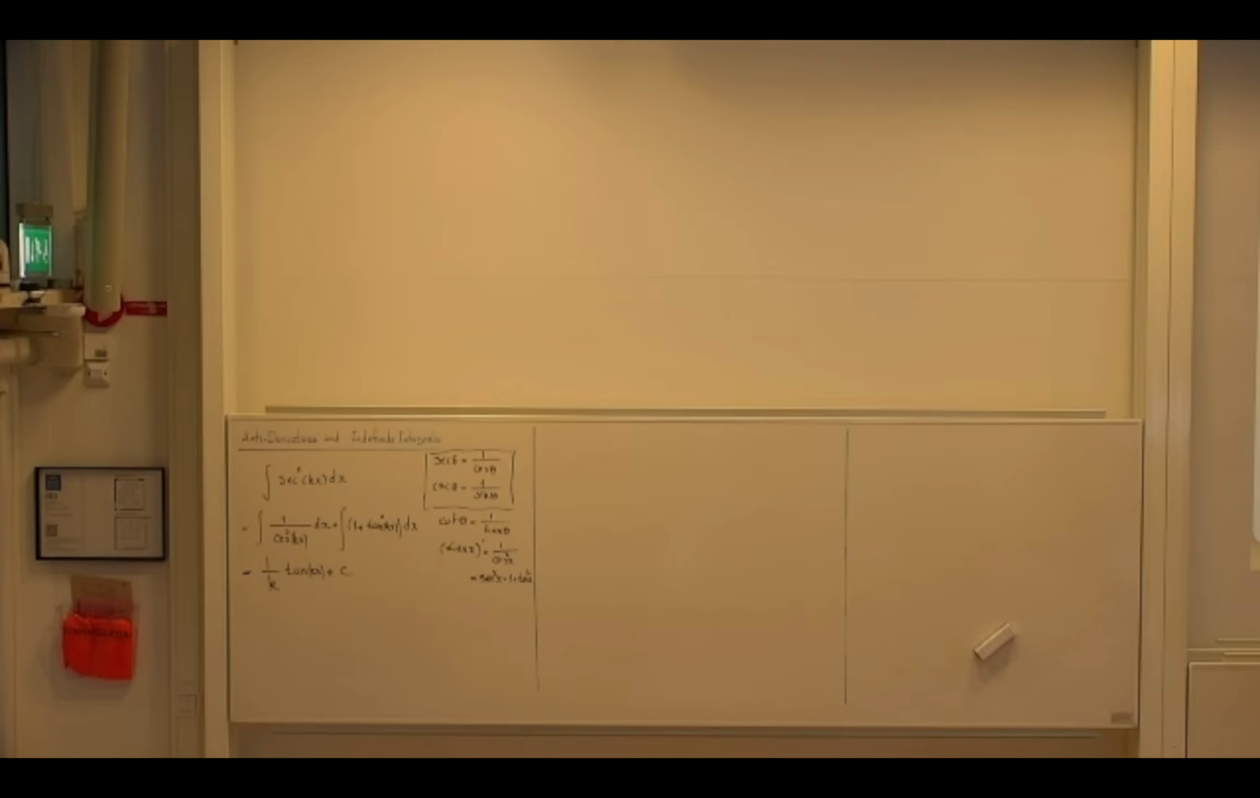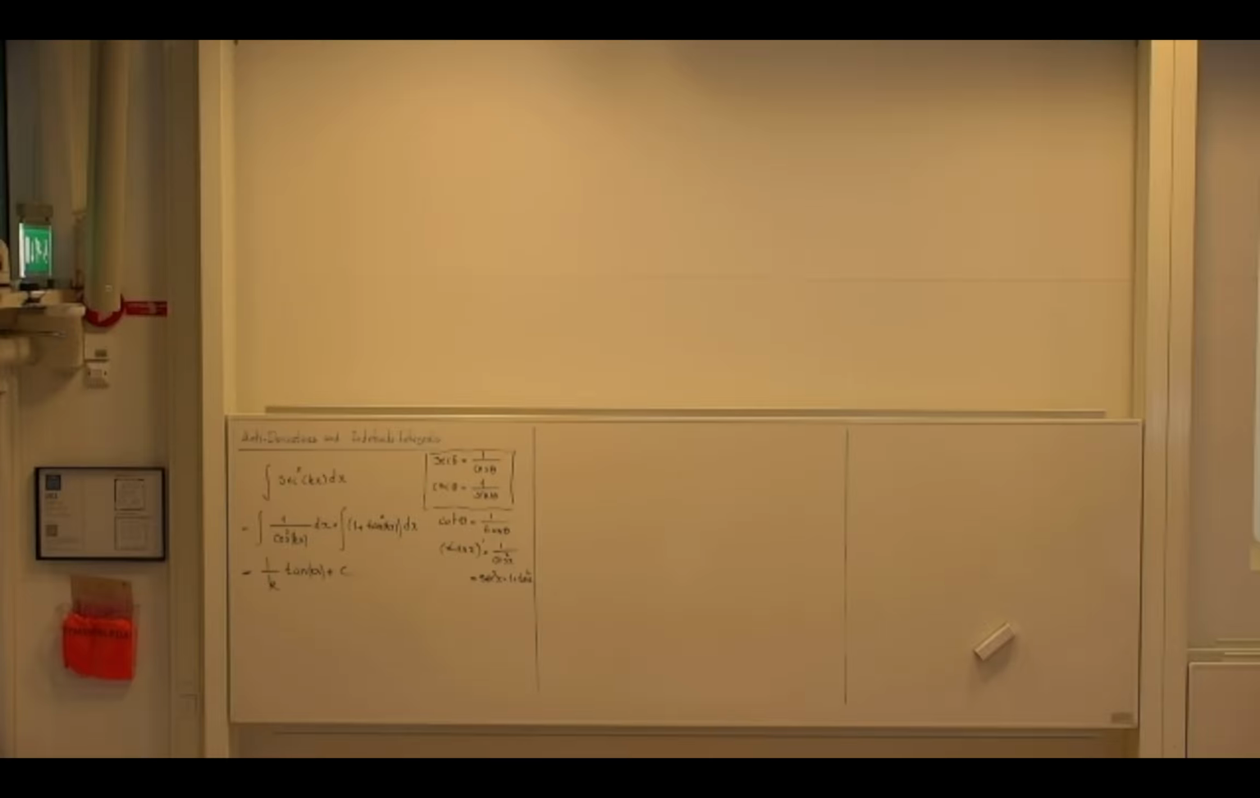There is another formula, what happens if you have just 1 over cosine, and what happens with 1 over sine, which I have written here as optional. According to the reading instruction in the course, you don't need to know these formulas. So you don't need to know them. I will skip this one and its example.